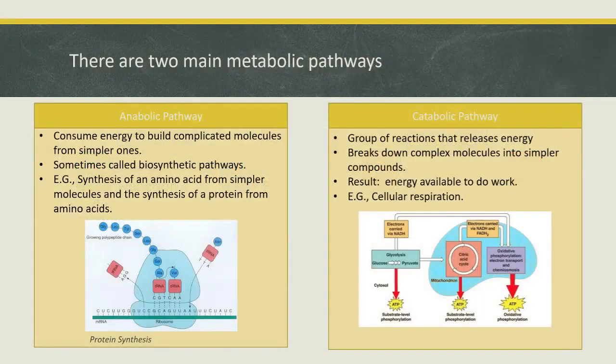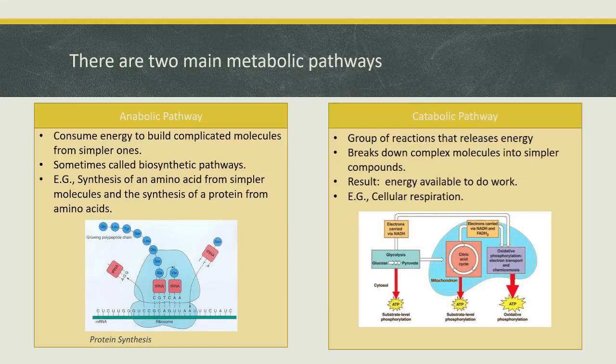There are two main metabolic pathways. The difference between one and the other is whether they use or produce energy. In the case of an anabolic pathway, it consumes energy, and it consumes energy because it wants to build complicated molecules from simpler ones. So they're making things more organized, which is something we're also going to be covering in a second. Sometimes it is also called a biosynthetic pathway, and an example of this could be the synthesis of an amino acid from simpler molecules, and the synthesis of a protein from amino acids, which is what you can see at the bottom of that rectangle.